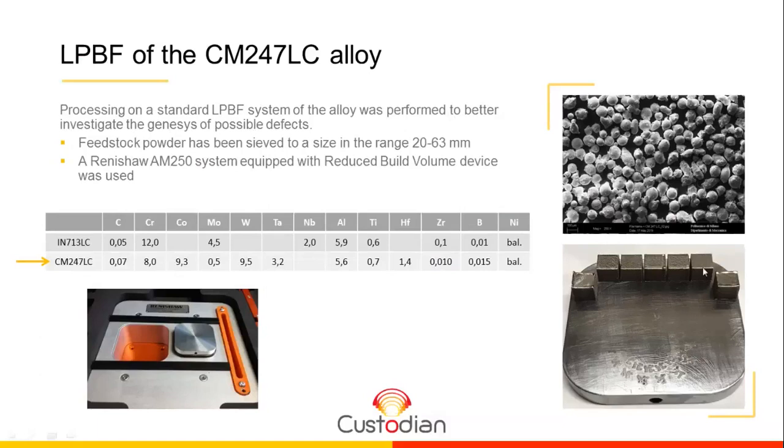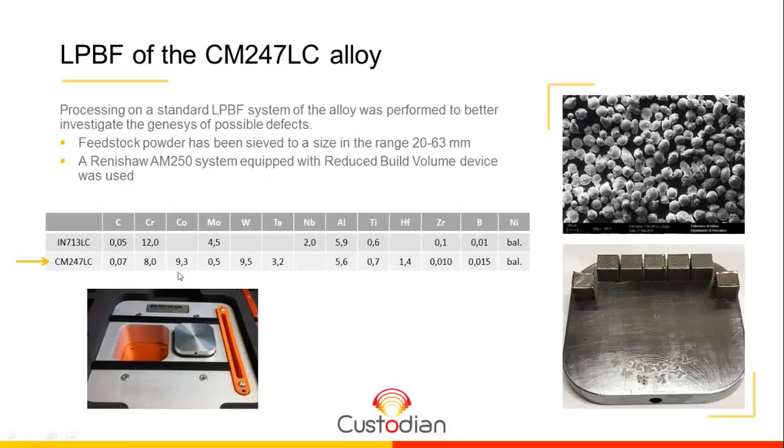So we used a standard commercial powder of, in this case, the CM247LC alloy, which is a very nice spherical powder. And with a standard machine, without any beam splitting or any special option, we made some prints, trying to get the best result possible from the standard laser powder bed fusion process. So this is the powder we are dealing with.